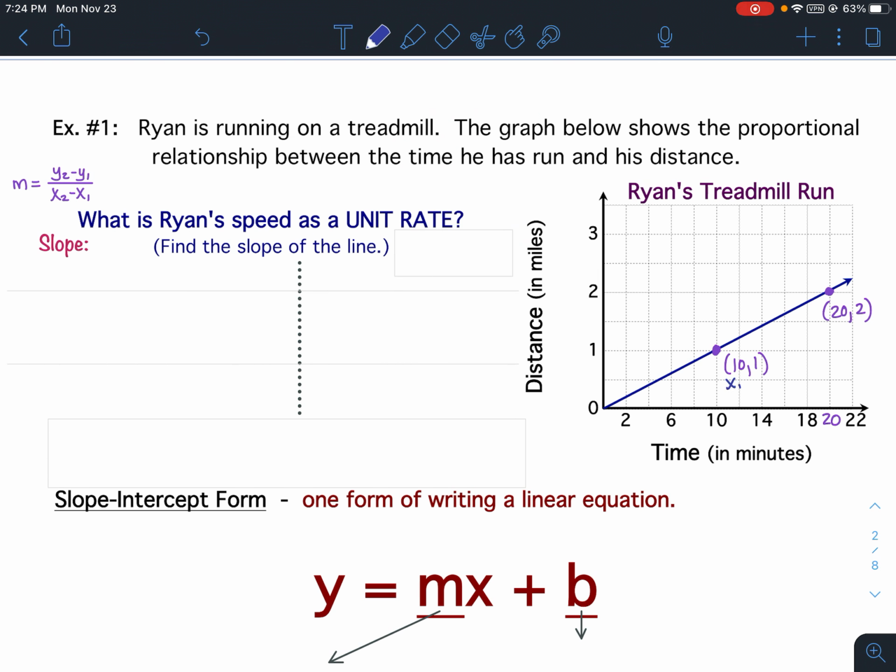Let's call this x1, y1, x2, y2. So the slope. By the way, put a line down the middle because we're doing this 2 different ways. The first way we're doing is finding the slope. The slope, y2 is 2. y1 is 1, so 2, and then put a minus. y1 is 1, so 1. On the bottom, it's x2 minus x1. x2, which is 20, minus x1, which is 10.